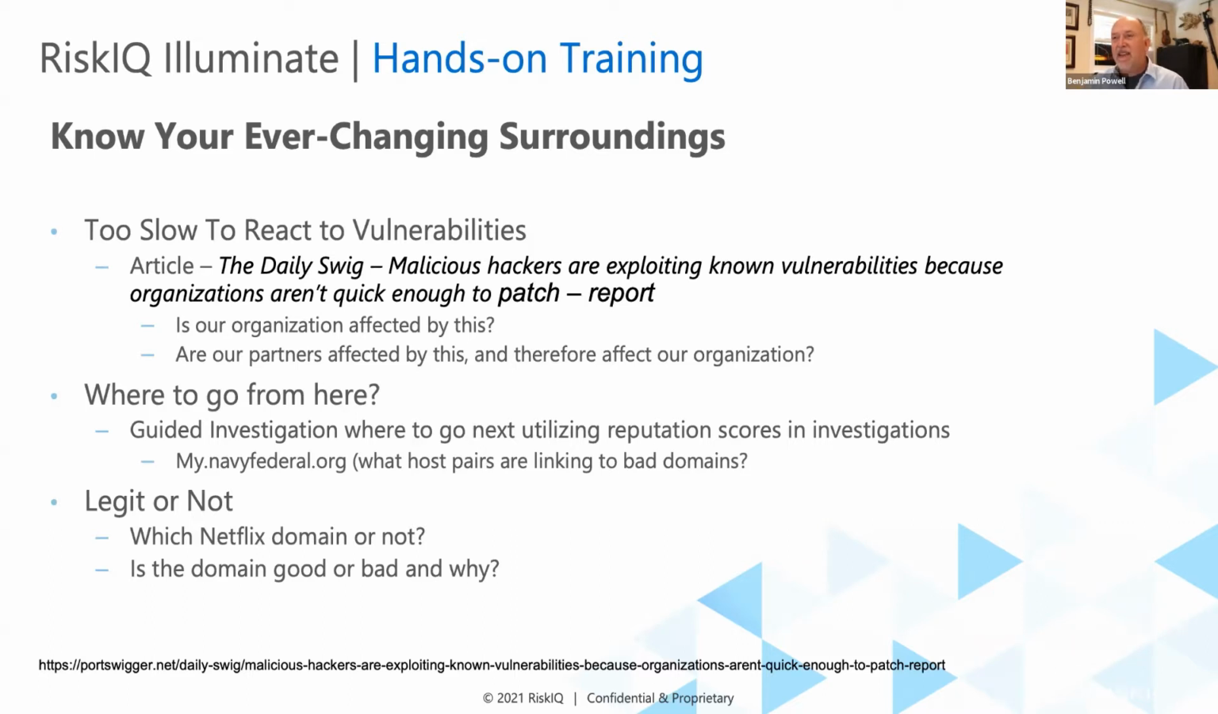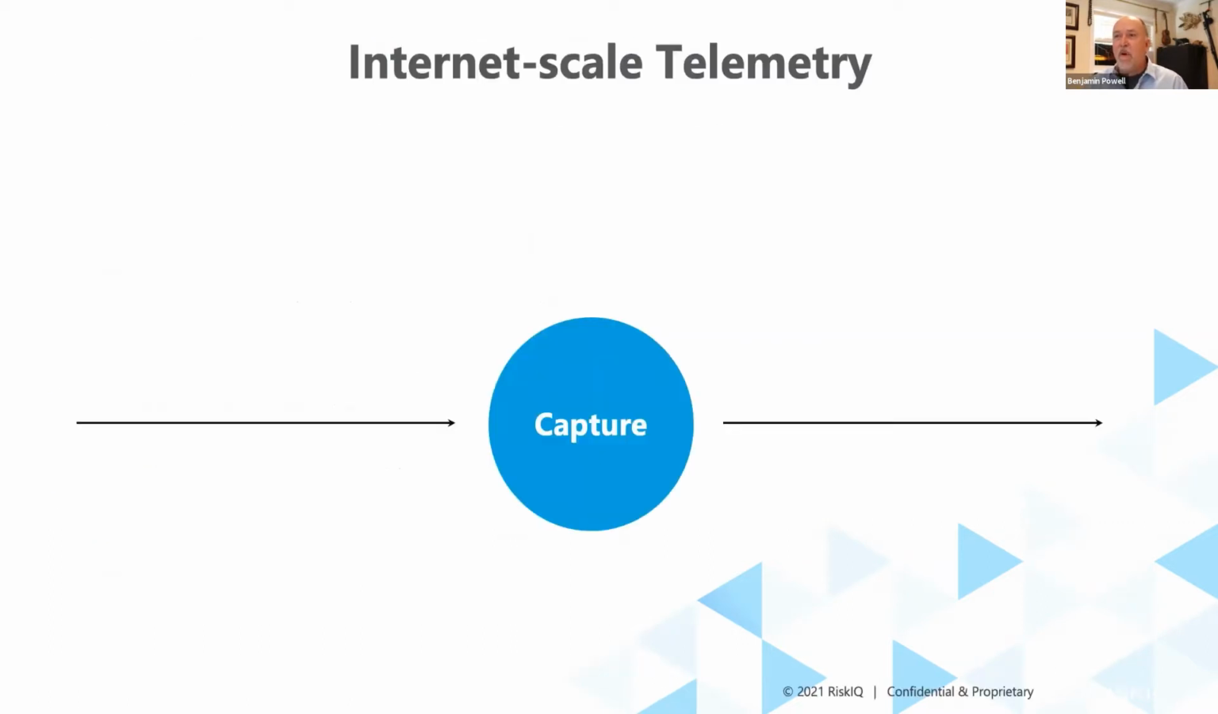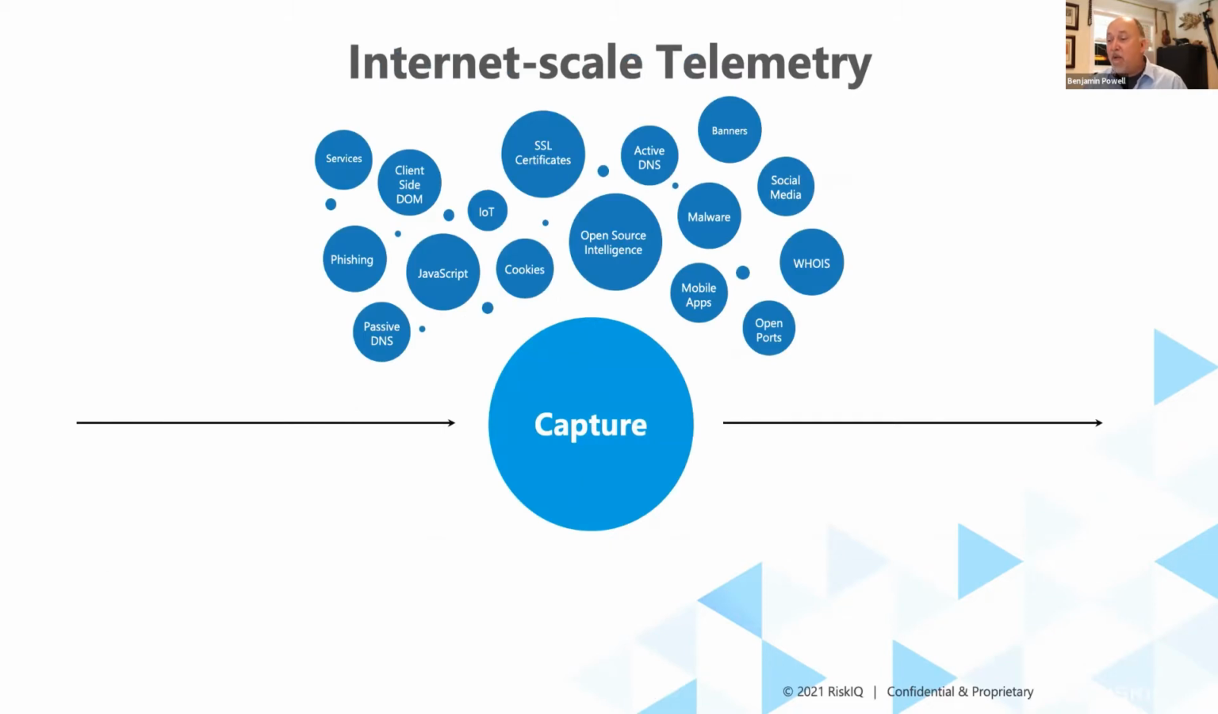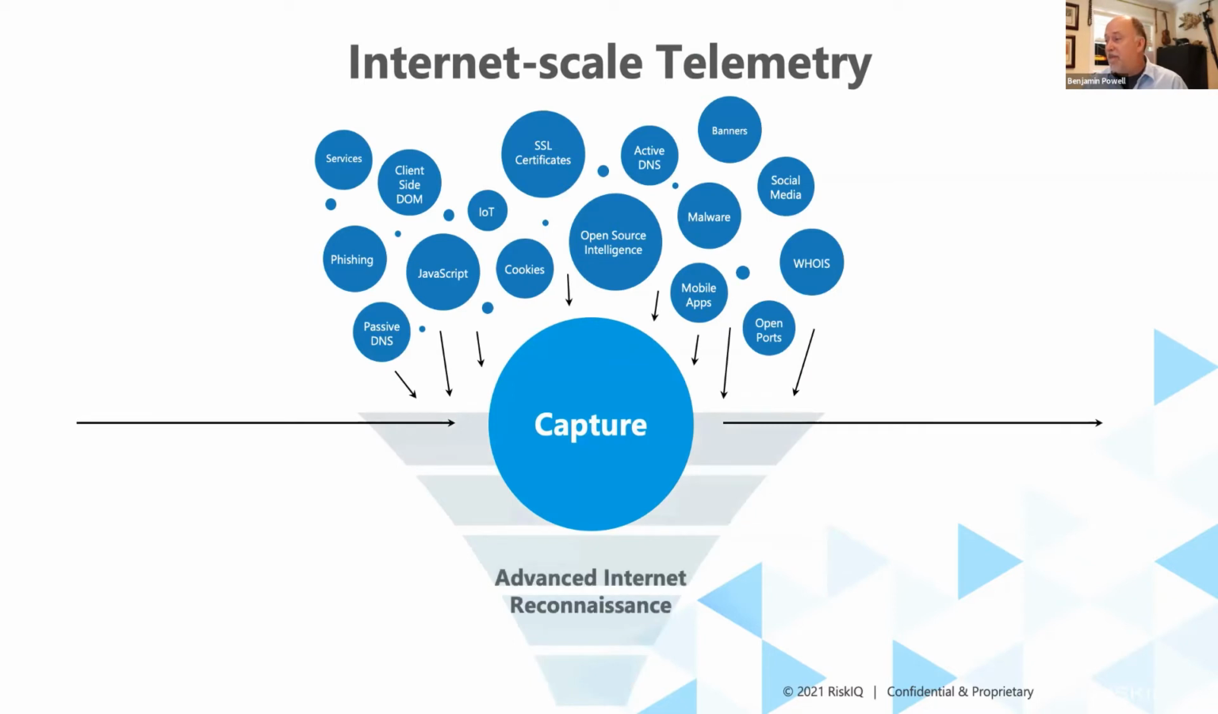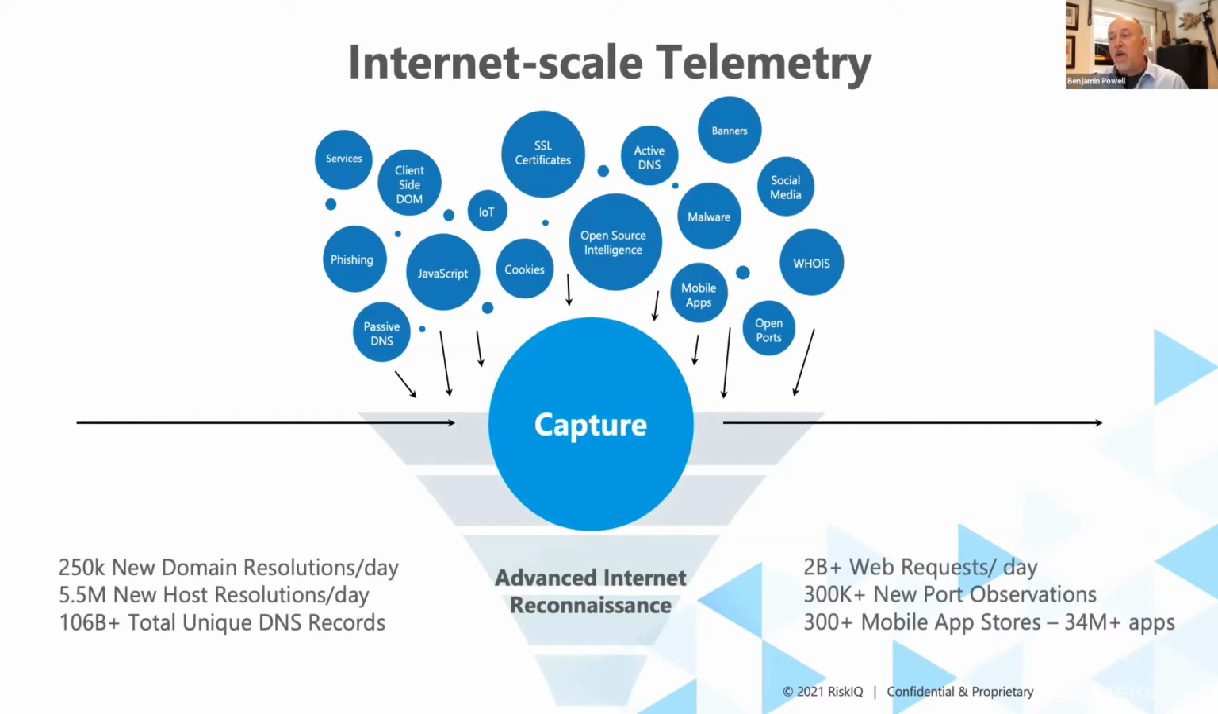Yeah. Nice. So I'll get into what happens. When all this data comes in, the only way that we're really able to do this is that we have probes and sensors, active and passive collection, to go out there and understand every IP, every domain in the IPv4 space, and understand all the relationships in that context. We do about 2 billion web requests today. We even have over 300 mobile app stores that we're monitoring, and we have over 34 million mobile apps.